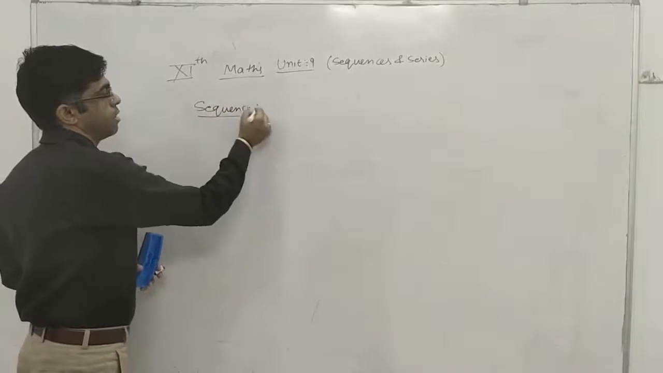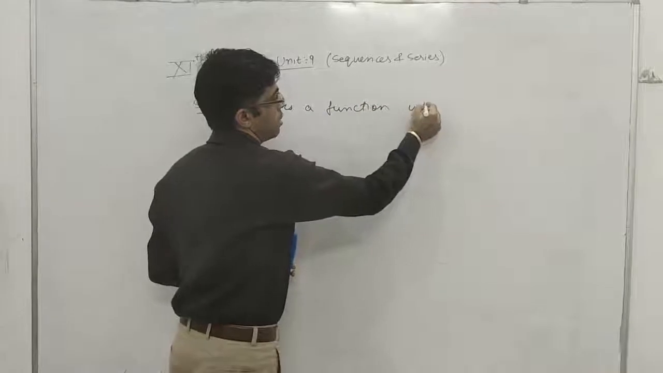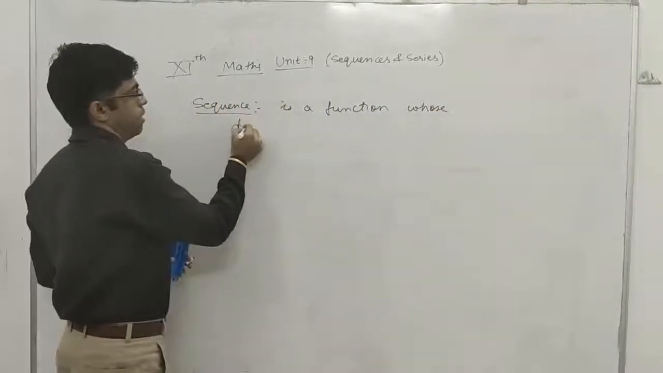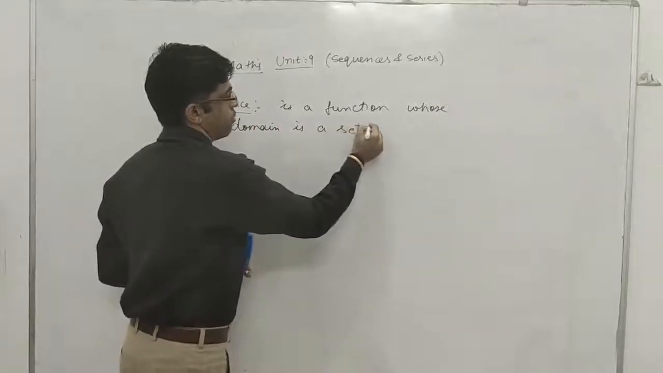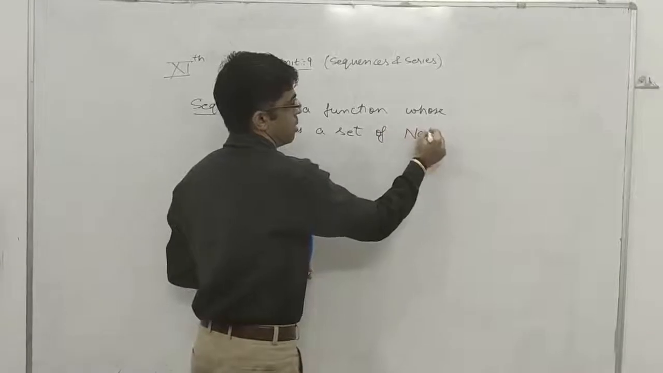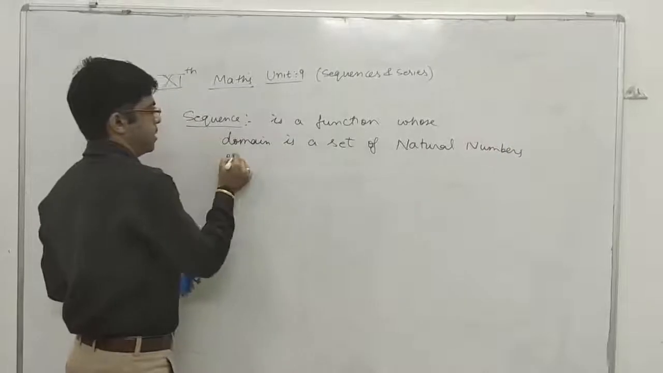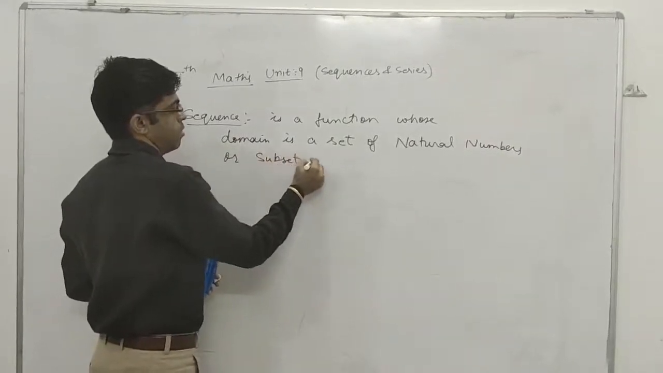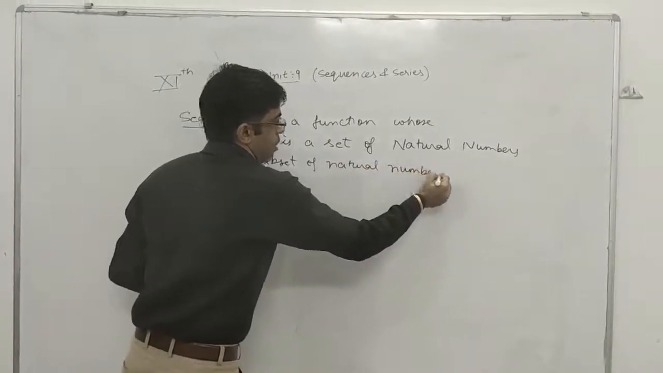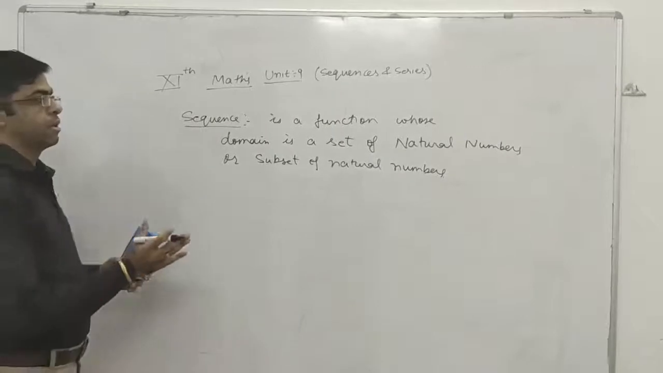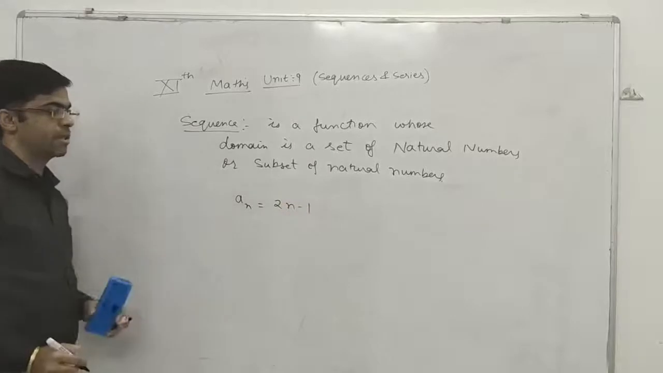Sequence is a function whose domain is a set of natural numbers or a subset of natural numbers. Any formula, any function, for example, like an equals to 2n minus 1. This is the example I am taking.